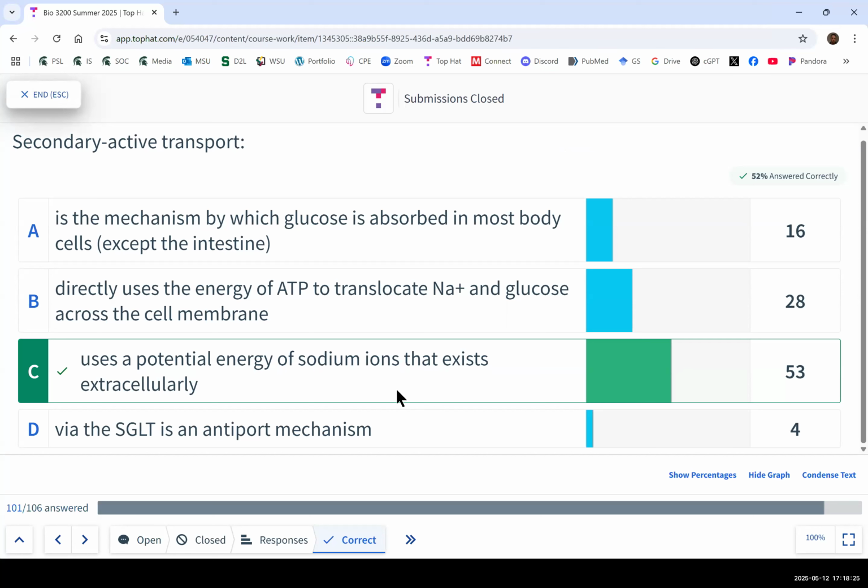Professor, just a clarification, the glucose is still absorbed in the intestine, right? By secondary active transport. You mean still versus what? Did we say that it wasn't? No, I'm just reading this question here, the first one, the mechanism by which glucose is absorbed in most of the body. It says except the intestine, but it is in the intestine. Oh, yeah. But what does that one mean? Anyone know?